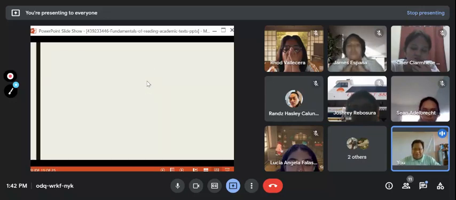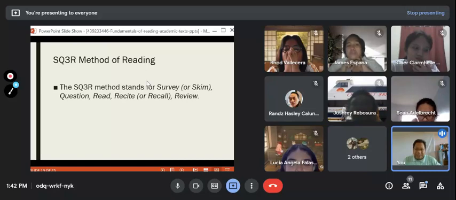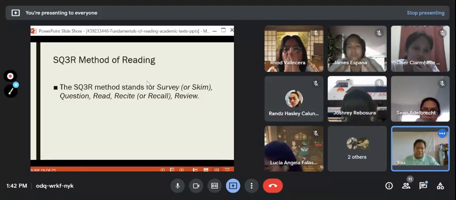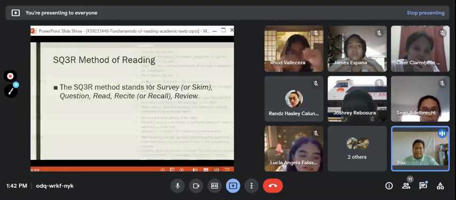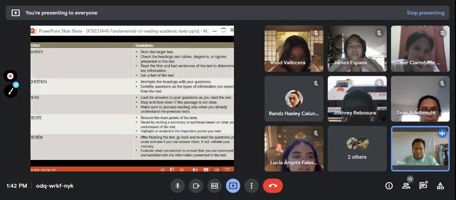Another critical reading strategy is the SQ3R method. S stands for survey or skim. Q is question, and there are three R's: you read, you recite or recall, and then you review the material that you have read. In each of these aspects of the SQ3R method, these are what we do.